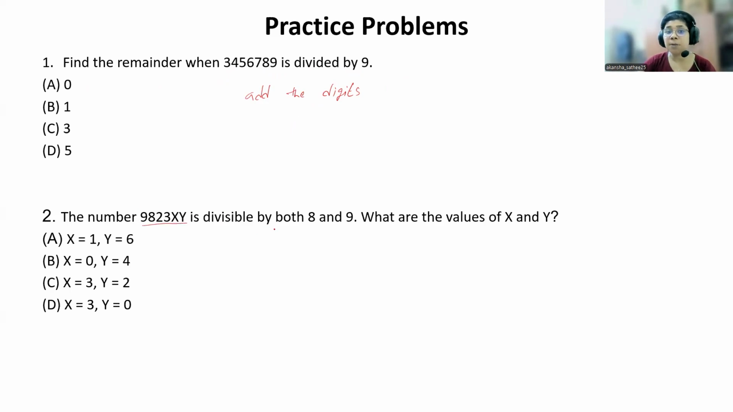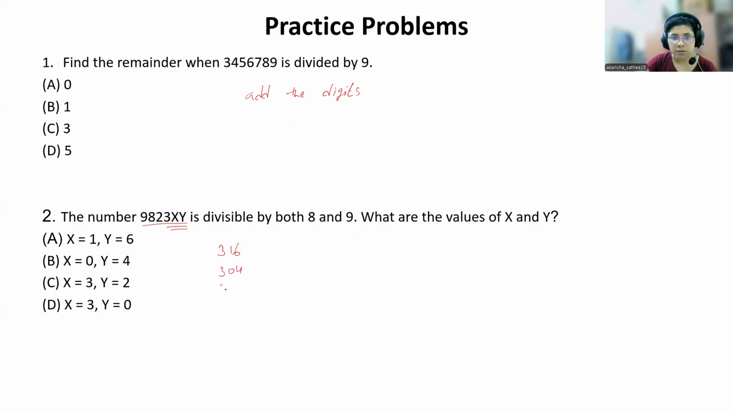This number is divisible by both 8 and 9. What are the values for x and y? So you know that a number is divisible by 9 if the sum is divisible by 9. A number is divisible by 8 if the last 3 digits are divisible by 8. Now just substitute the values of x and y. Just check for 316.